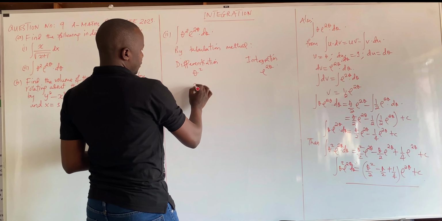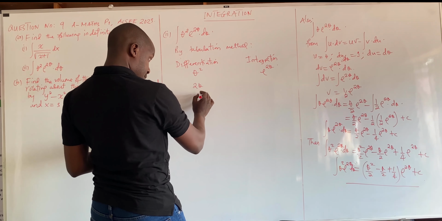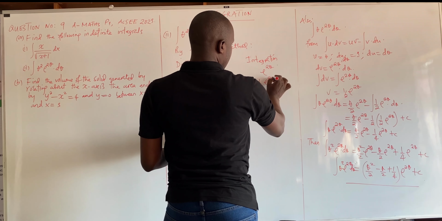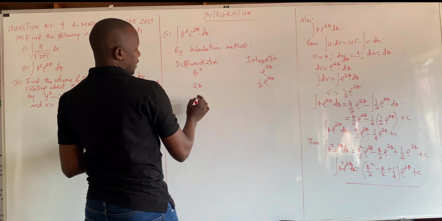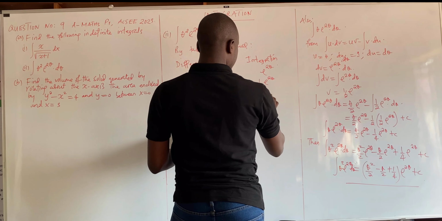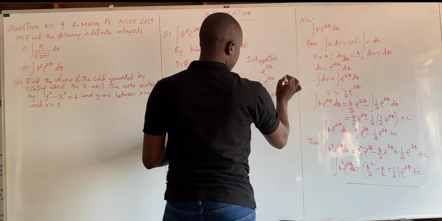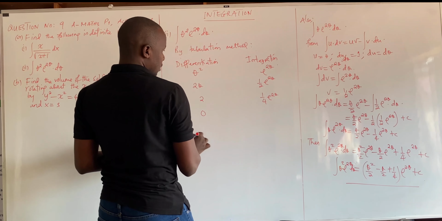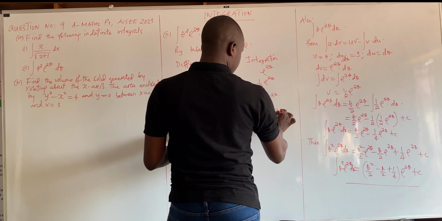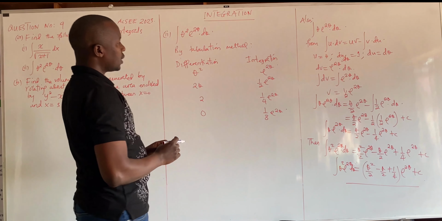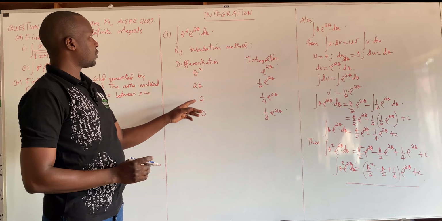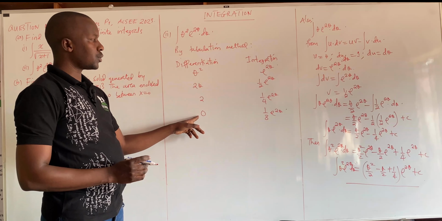So here it becomes 2 theta, then when we integrate this one, we will have 1 over 2 e raised to 2 theta. If you differentiate again, here you get 2, and here now it becomes 1 over 4 e of 2 theta. If you continue differentiating to 0, then here now becomes 1 over 8 e of 2 theta. Then you stop when the multiple derivative for the algebraic function becomes 0, we stop.